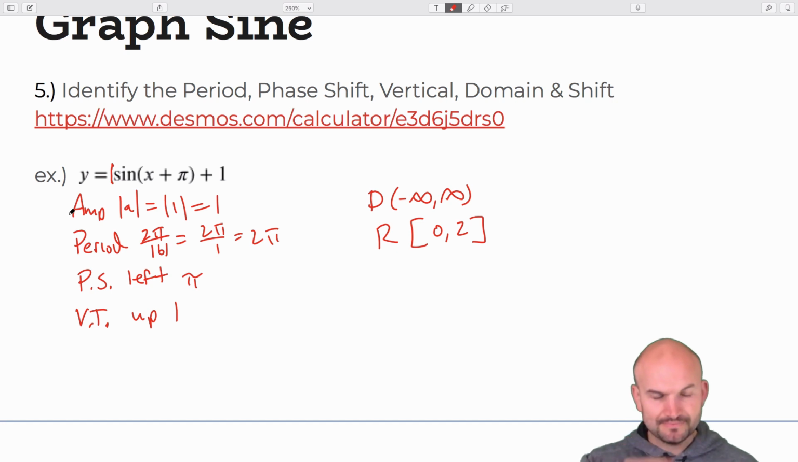That's the max and min. The period, again, is how long it takes the graph to repeat itself. 2 pi divided by absolute value b. Notice b, again, is the coefficient of x there. So that is also going to be a 1.